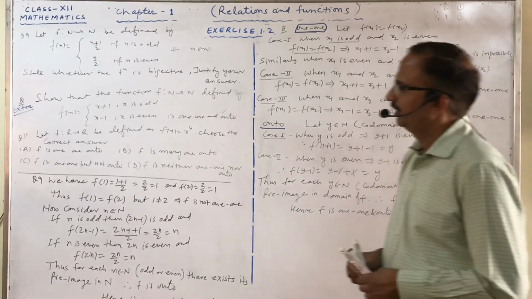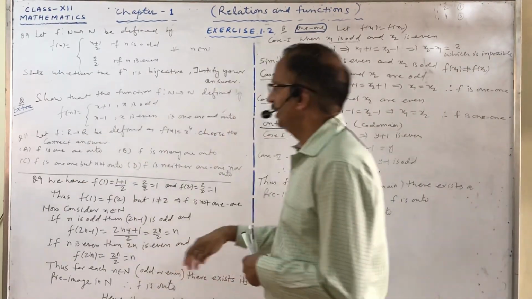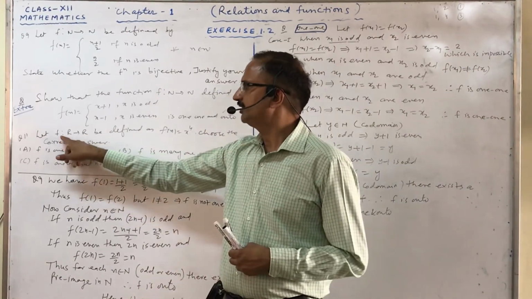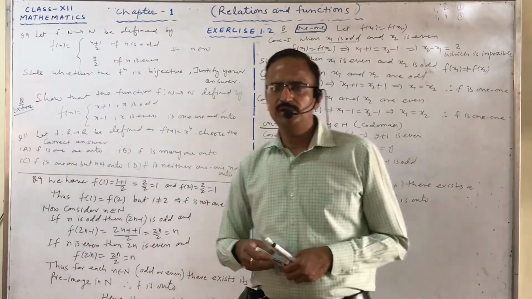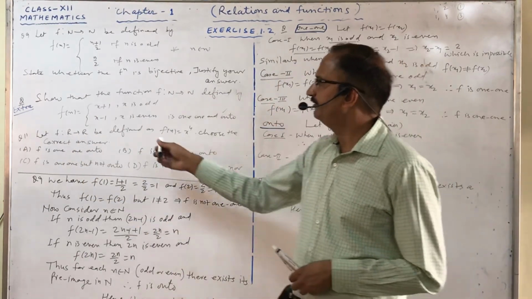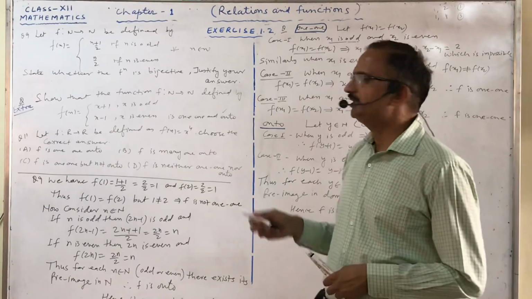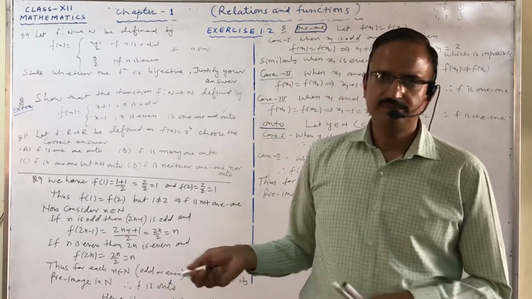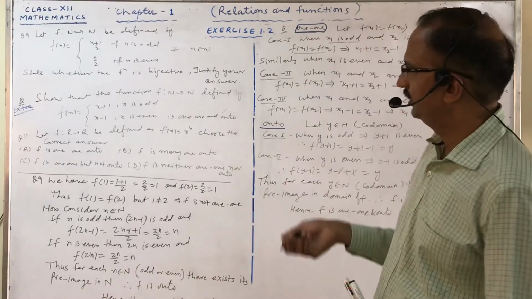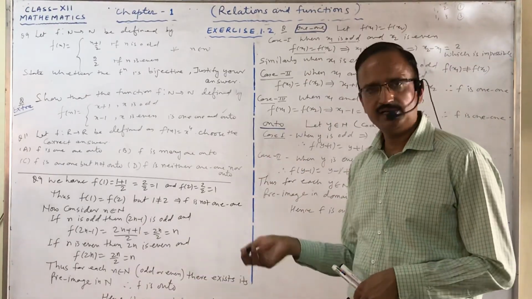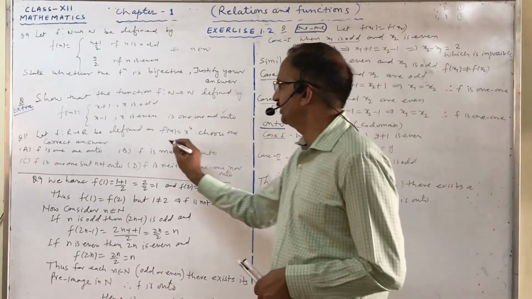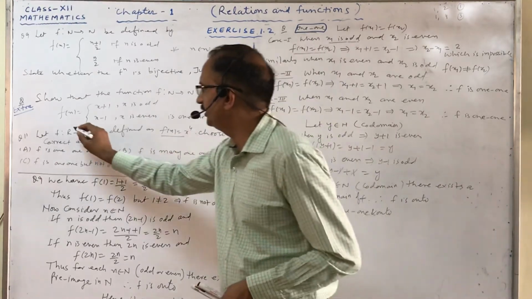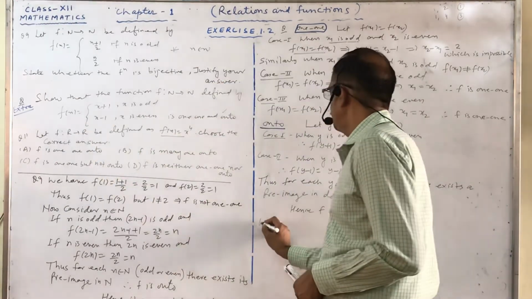Now come to this 11th question. Let f be a function from R to R, real number to real number, defined as f(x) equal to x raised to power 4. Choose the correct answer. This is an MCQ type question. There are 4 options. We have to select the correct one. Now look at this. This is defined from R to R. Question number 11.